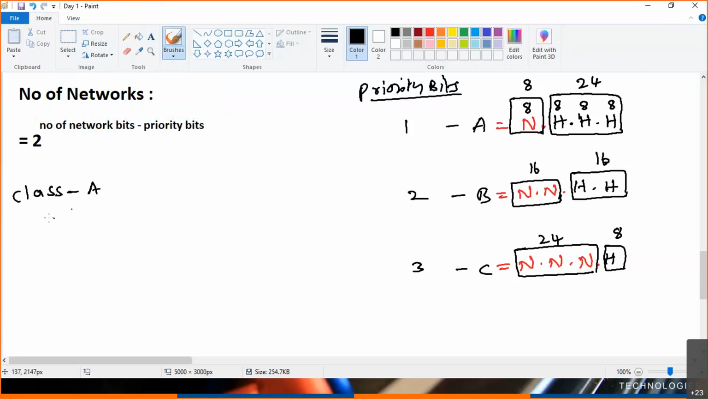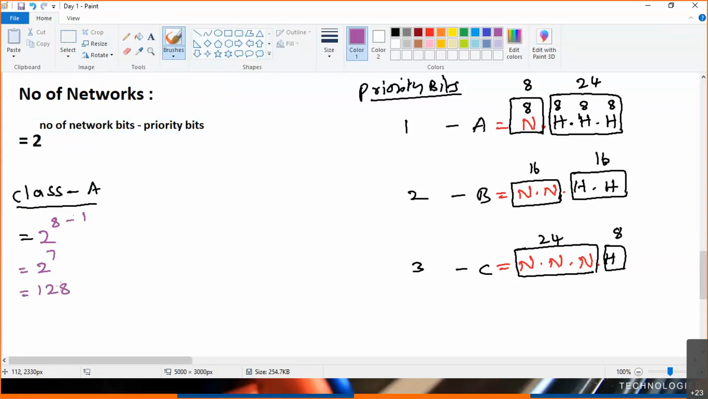Class A, 2 power number of network bits, please. 2 power 8. Number of network bits, 8. 8 minus 1, minus priority bit is 1. 2 power 7. 8 minus 1, 7. What is the value of 2 power 7? 128. So we got exactly how many networks are available in class A now.